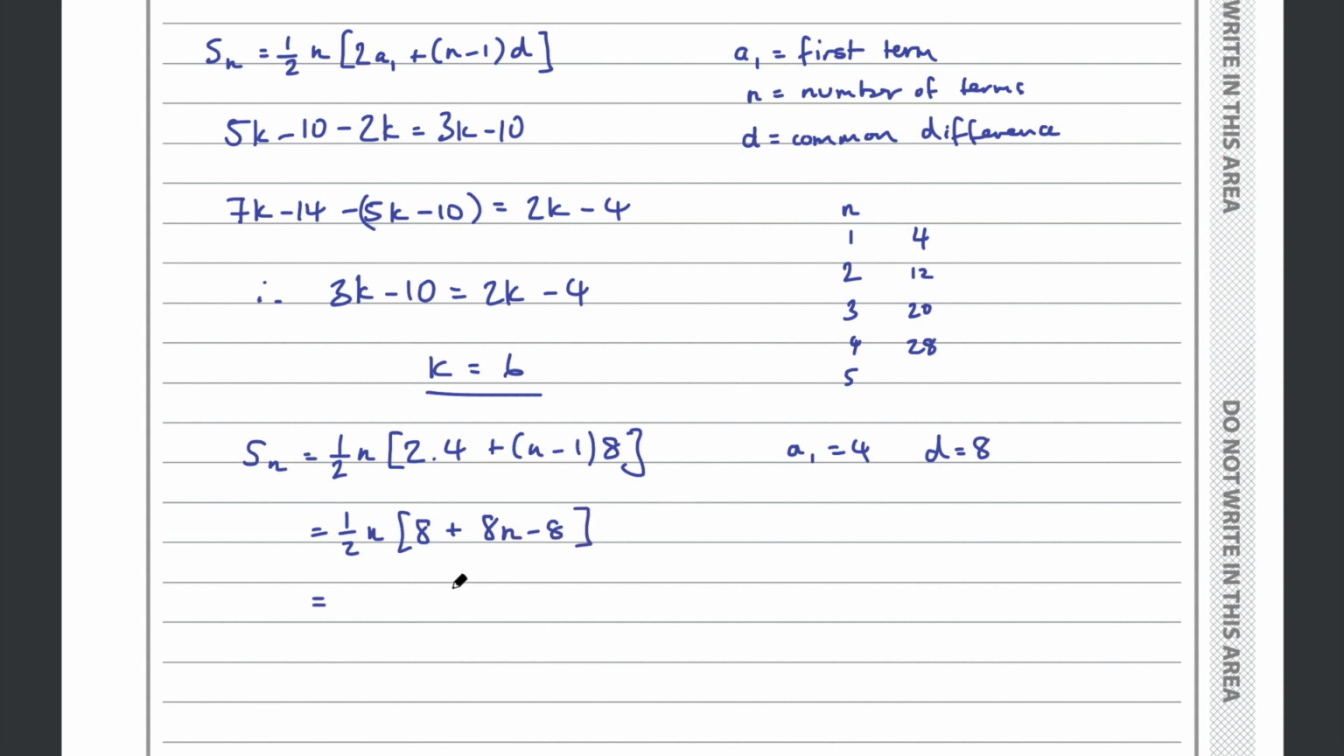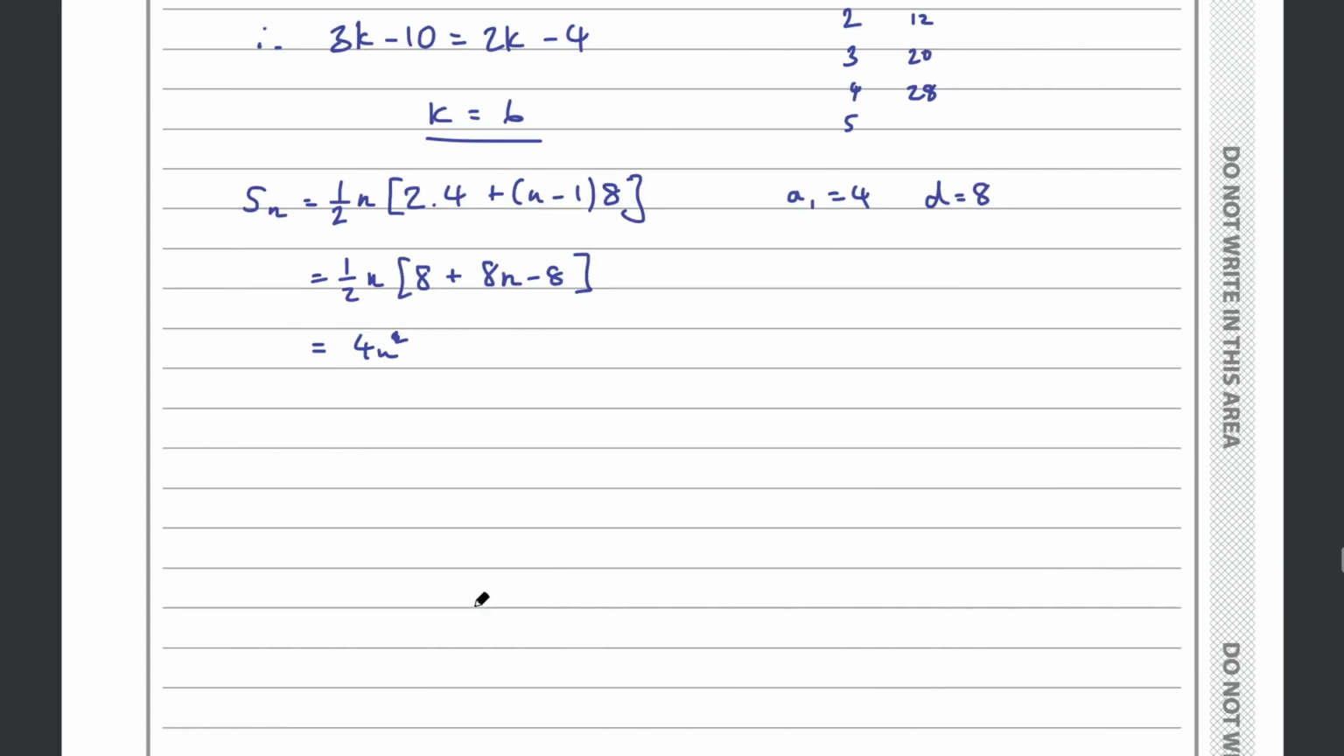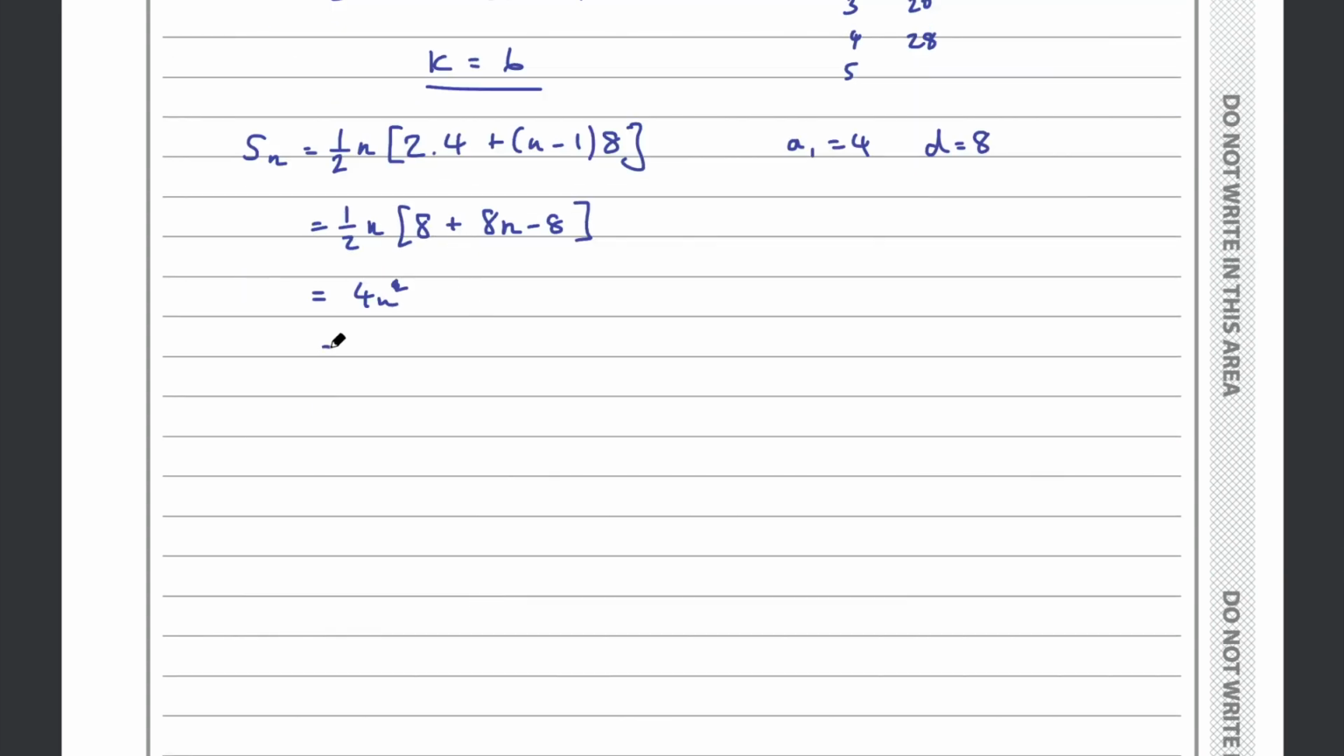Then keep simplifying. So 8 subtract 8, they would cancel out. Then we would have half n times 8n. In other words, a half of 8n, so 4n. And then n times n is n squared. So 4n squared. Another way of writing that would be to square, or in other words, you can write 4 as 2 squared. So this could be rewritten as 2n all squared, would evaluate to 4n squared.